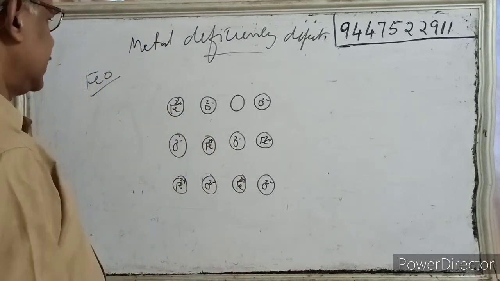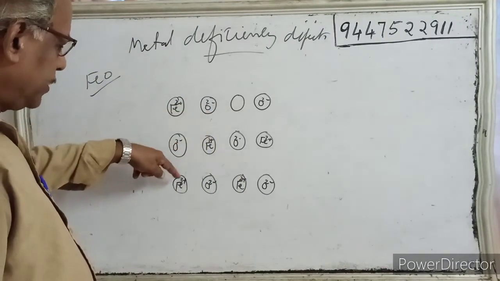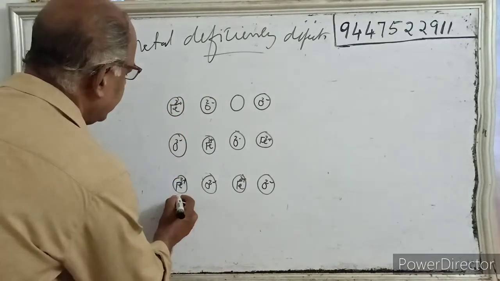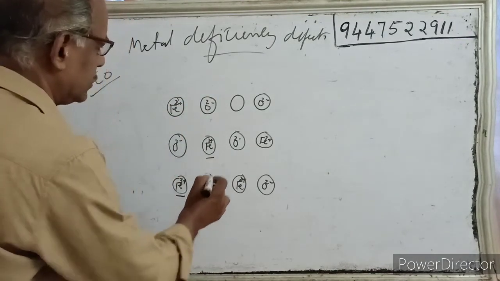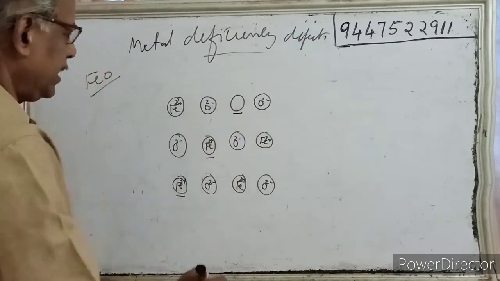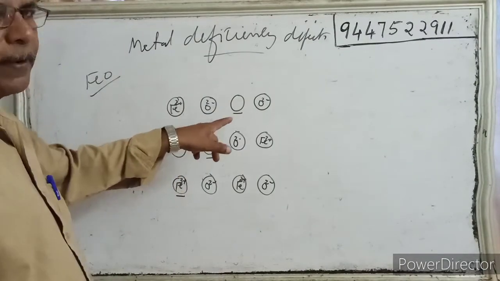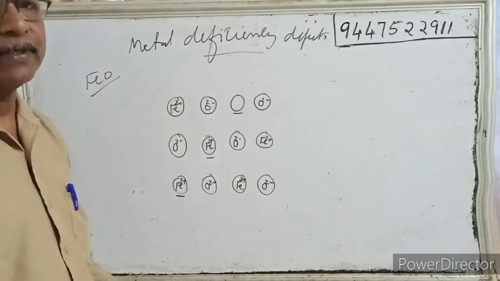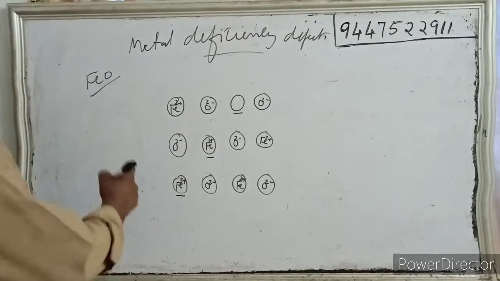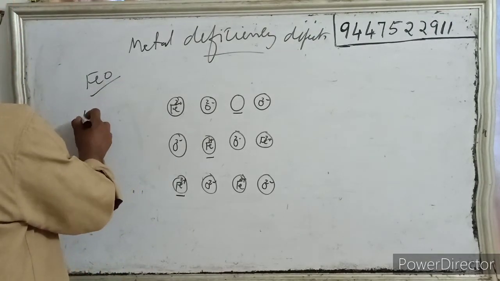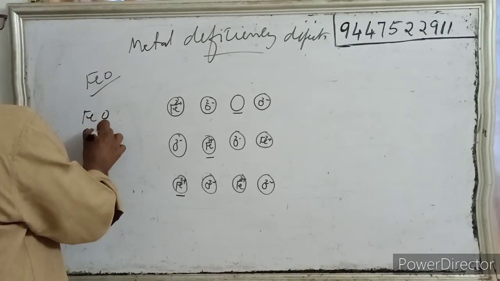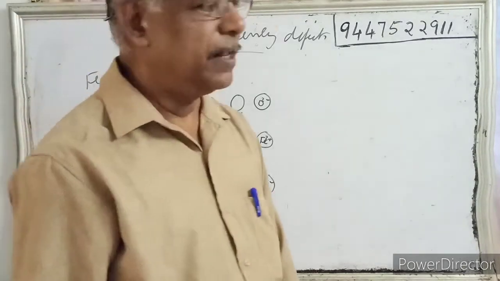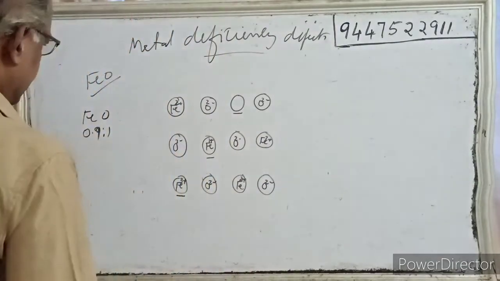So in the metal deficiency defect, you see that 3 Fe2+ ions are replaced by only 2 Fe3+ ions. So there is a metal deficiency here. In the formula the ratio is 1:1, but in the compound it will be only 0.9:1. That is the non-stoichiometric point defect caused by metal deficiency.